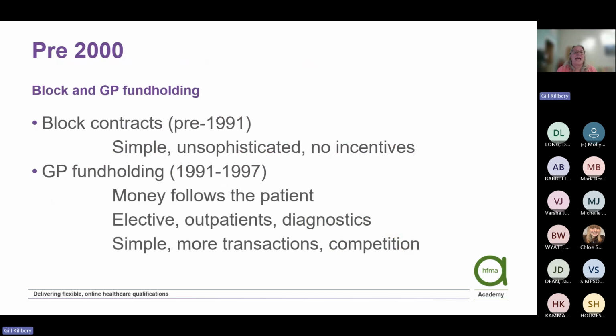So pre-2000, I've said, block contracts, simple and sophisticated, there were no incentives in them. GP fund holding was an idea of where the money follows the patient. But it was abolished because it was seen as a two-tier system. So patients who were registered with GP fund holding practices were able to access better, faster care than those registered with practices that weren't in the scheme. The GPs had more influence, therefore their patients were seen quicker. They could go elsewhere. They could use the private sector if they wished to.